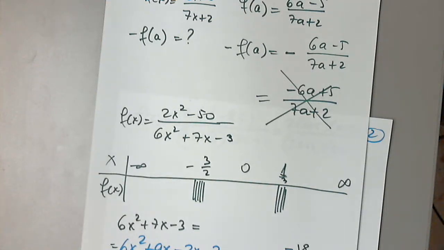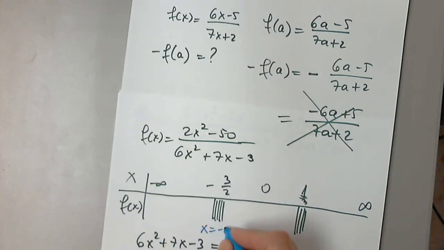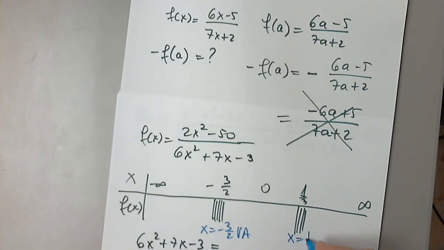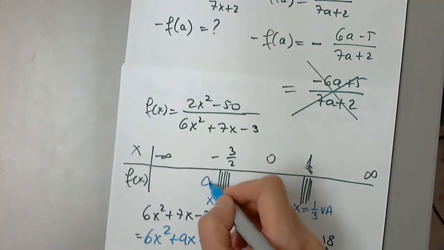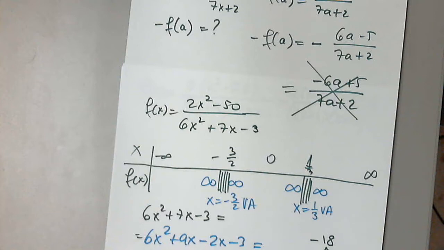At this point, since no factor from the denominator disappears, I will immediately write that x equals negative 3/2 is a VA and x equals 1/3 is a VA, which immediately draws this. That's my next conclusion. If the function is rational and it's not defined at negative 3/2 and 1/3, and those factors do not disappear, I know immediately that these two are vertical asymptotes. Then I know immediately that these must be infinities. What I don't know is the sign of those infinities. But it's not a problem.